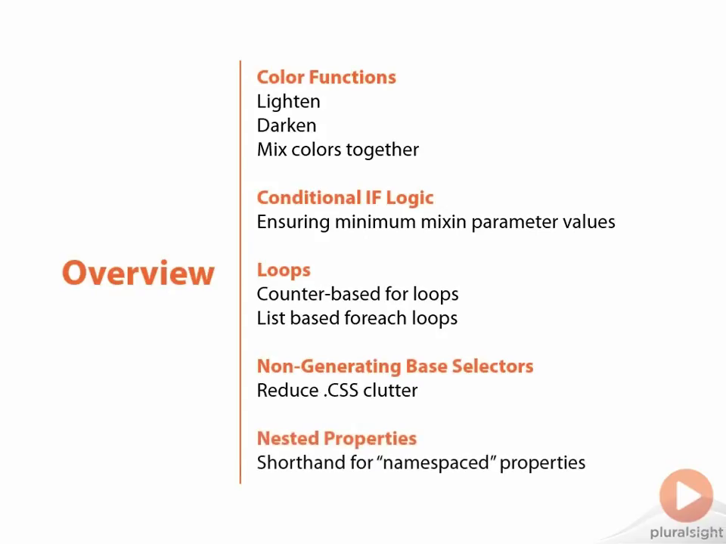And finally, we'll look at nested properties. So this is a shorthand way for outputting namespace properties. So this could be something such as the font properties, so font family, font weight, and font style.